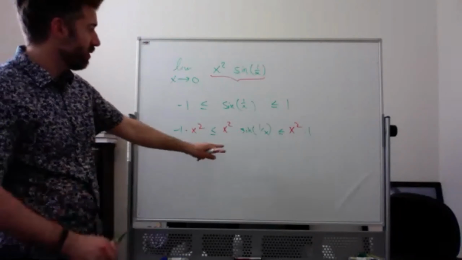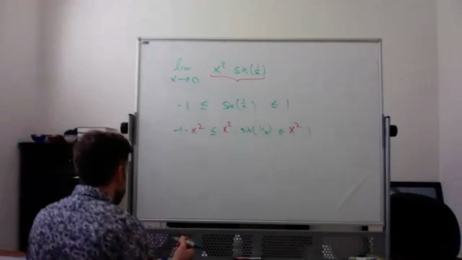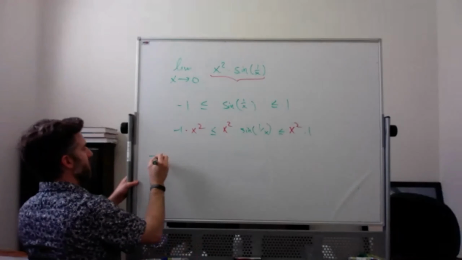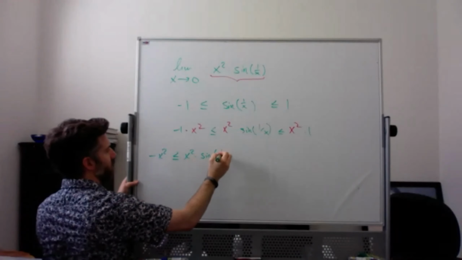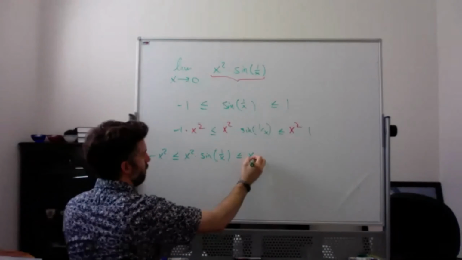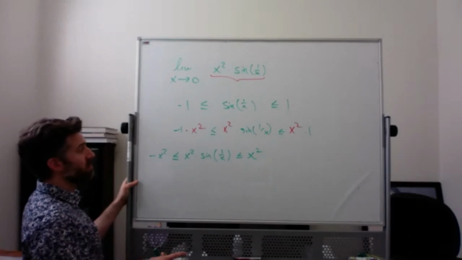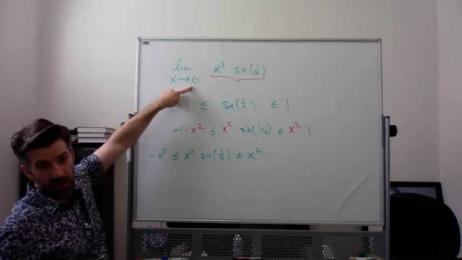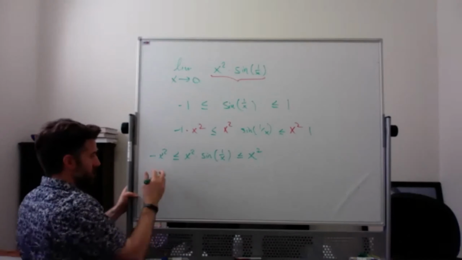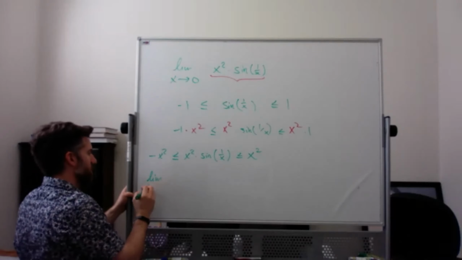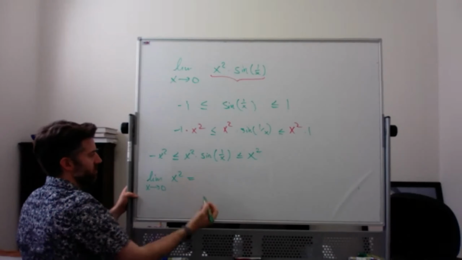Now the middle thing is the thing I'm trying to take the limit of. So here's what I've got: -x squared is less than or equal to x squared times sine of 1 over x, which is less than or equal to positive x squared. Now we're going to take the limits as x approaches whatever x is approaching in our original limit, of the outer things. So what's the limit as x goes to 0 of positive x squared?